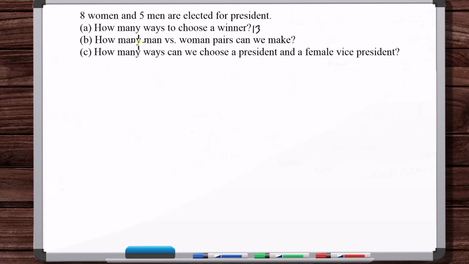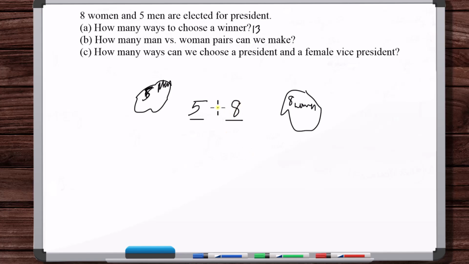Okay, how many man versus woman pairs can we make? So here we've got 2 events that are separate events, because one we're pulling from a group of 8 women, and the other we're pulling from a separate group of 5 men. So there's 5 potential outcomes here, and there's 8 potential outcomes here. So we want to multiply these.